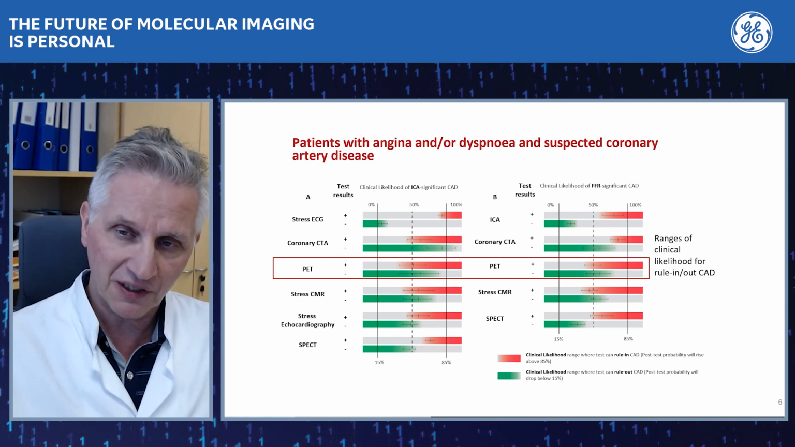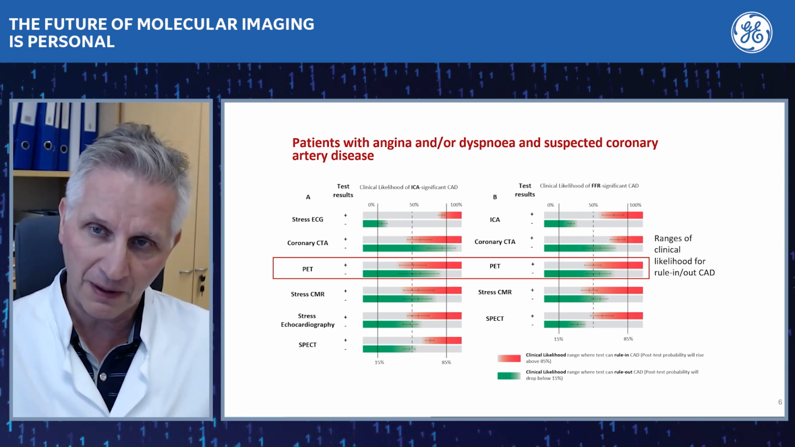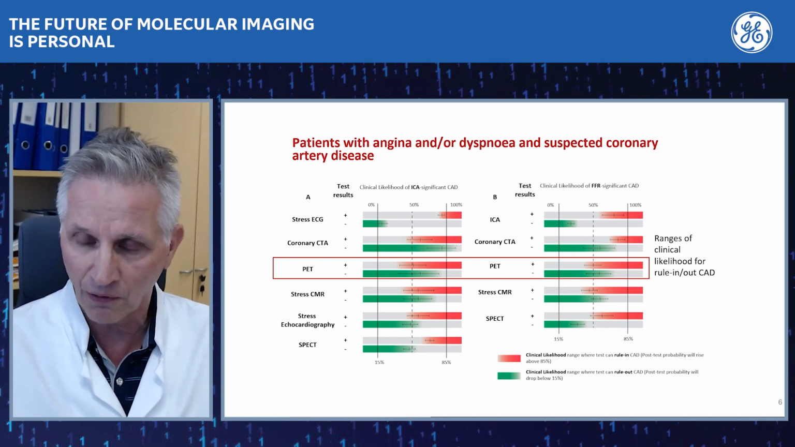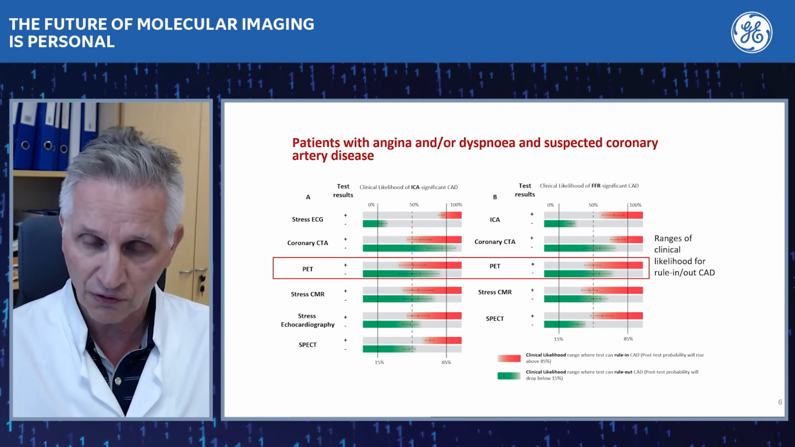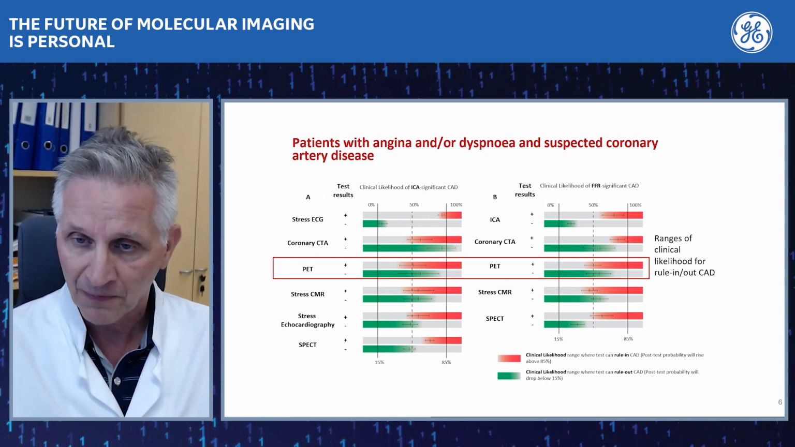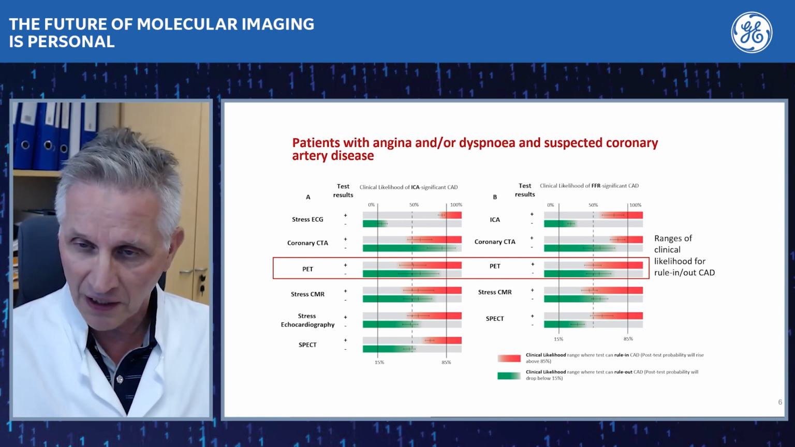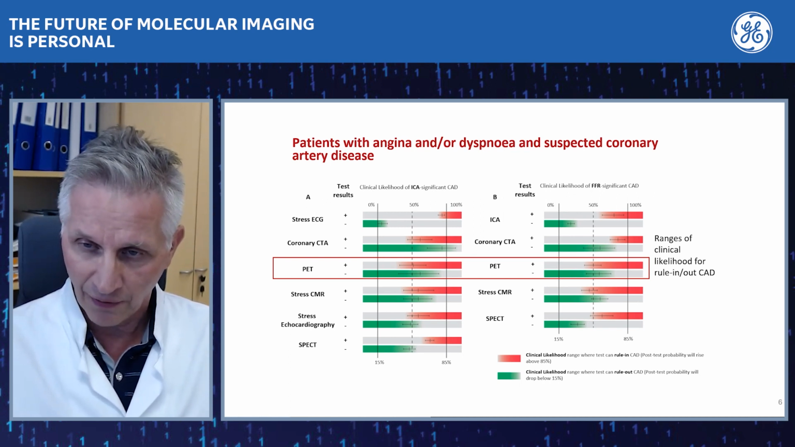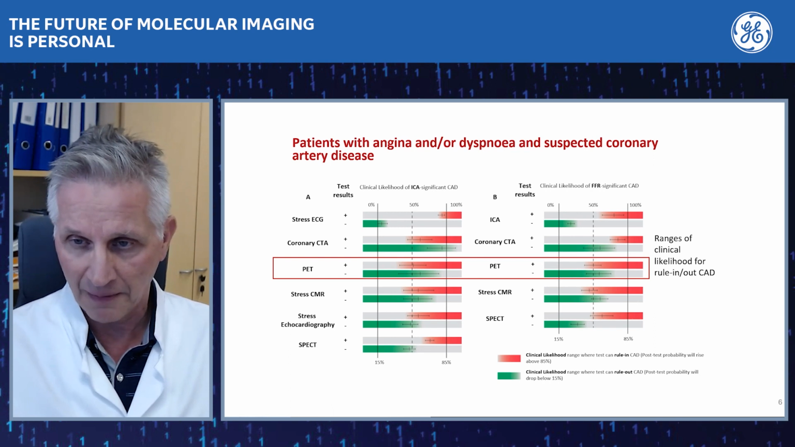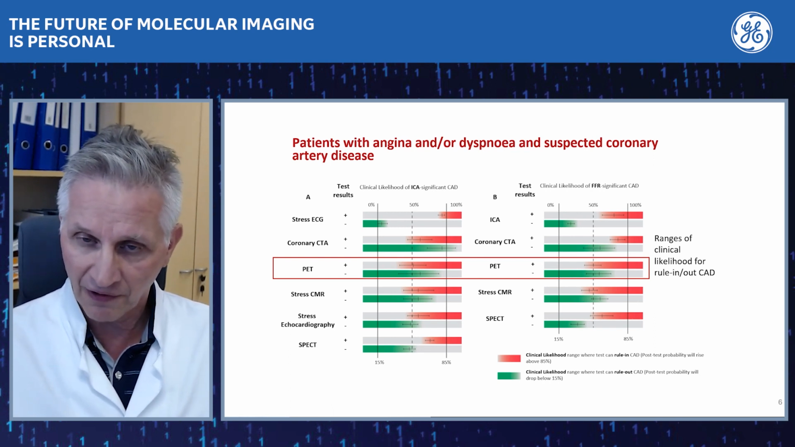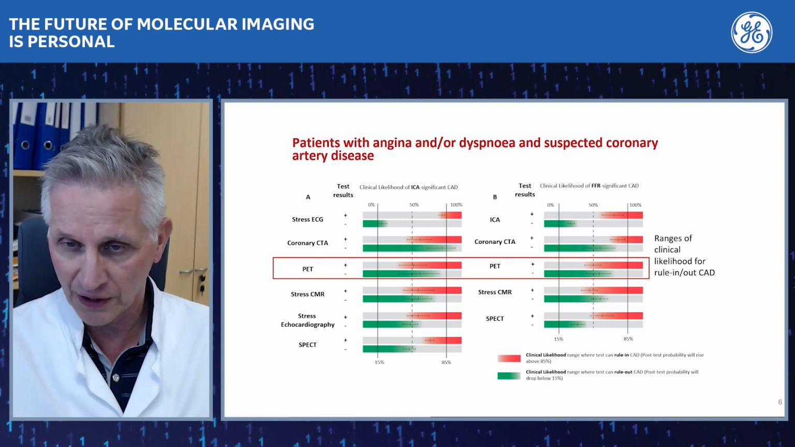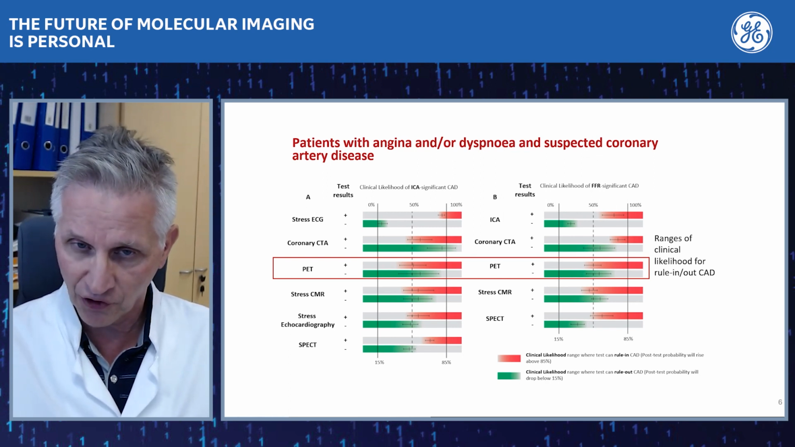And this is even emphasized more if you look at the right side of the panel, where the reference standard is not only anatomical disease but also functionally detected obstructive disease by means of FFR. As you see, the green bars and the red bars are very wide and also overlap significantly, meaning that PET is a very good test to rule in or rule out coronary disease when the reference standard is functional testing.